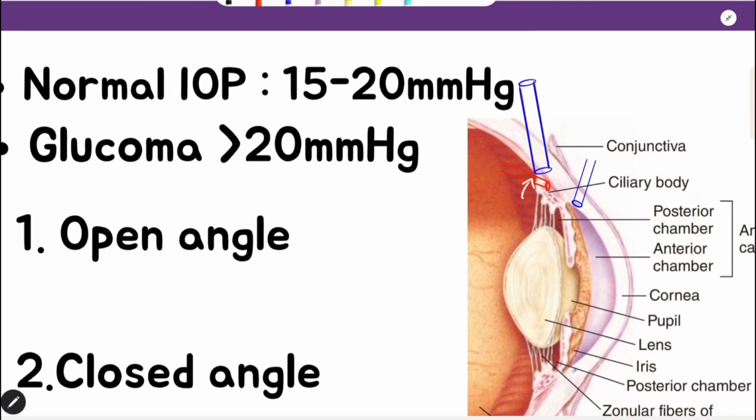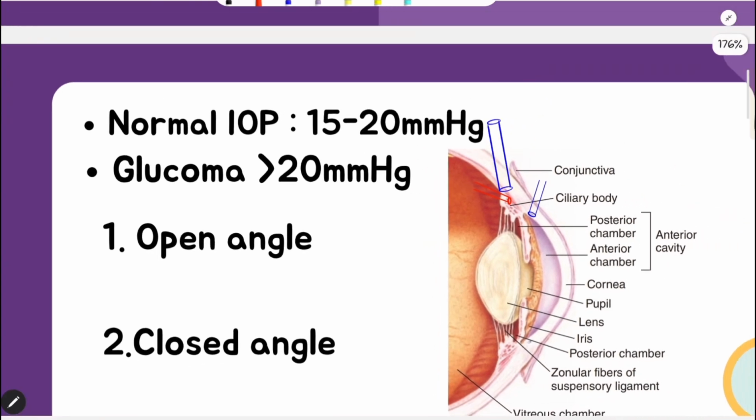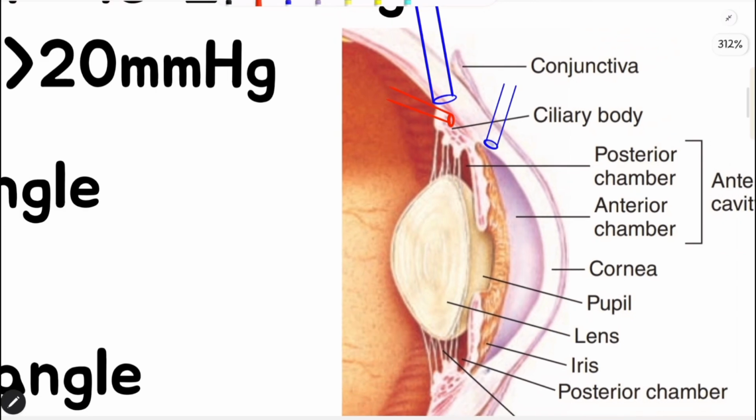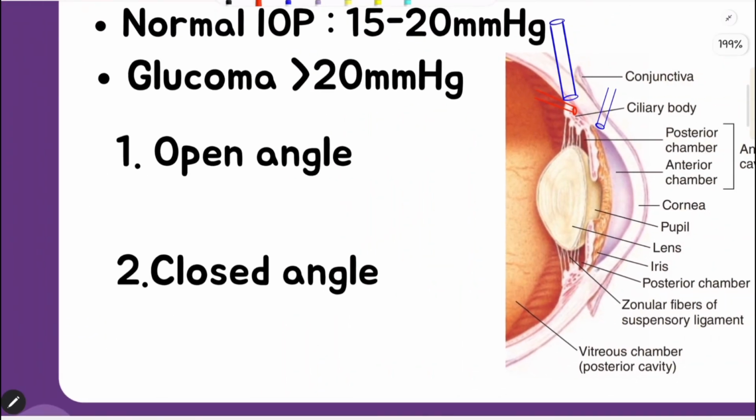If there is excessive secretion or reduced outflow due to some reason, that will result in an increase in intraocular pressure, and an increase in intraocular pressure of more than 20 millimeters of mercury is called glaucoma. On the basis of whether this iridocorneal angle is open or closed, glaucoma can be divided into open angle glaucoma, where this angle is open, and closed angle glaucoma, where this angle is blocked.